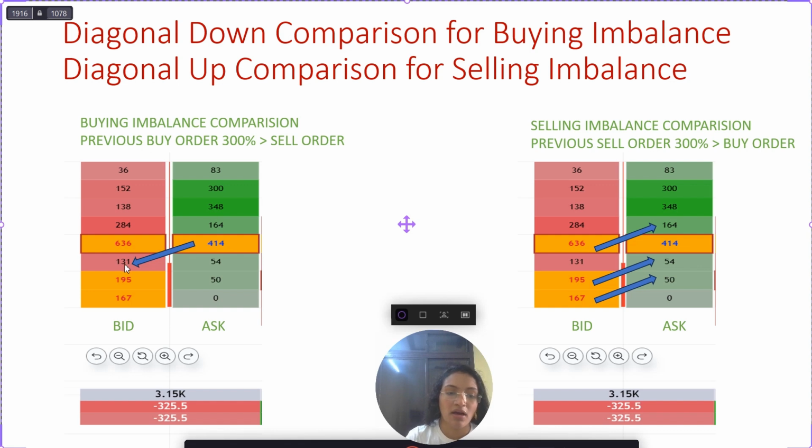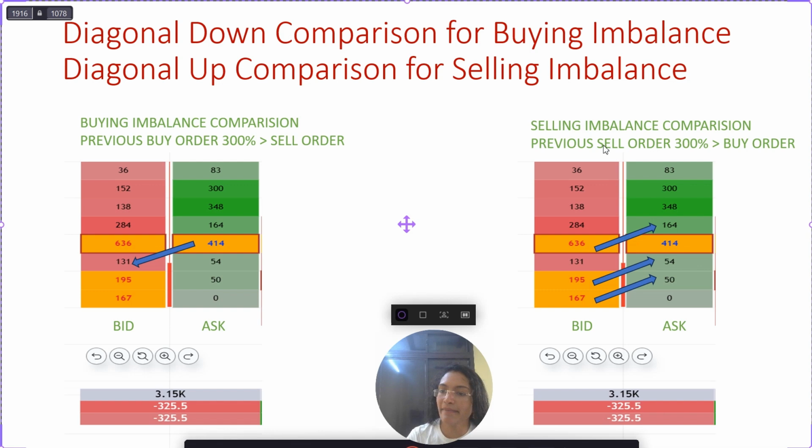So tell me, 131 into 3, how much? Around 400, right? So this is more than 400, which is an imbalance. Whenever there is a buying imbalance, you will see a yellow box here. If you don't understand this concept, please go back and read it again. Make sure that you are able to analyze buying imbalance and selling imbalance.